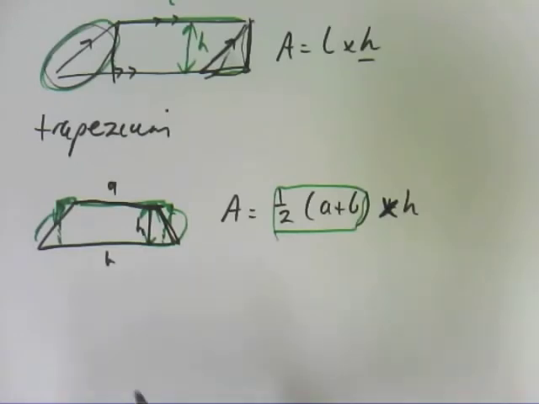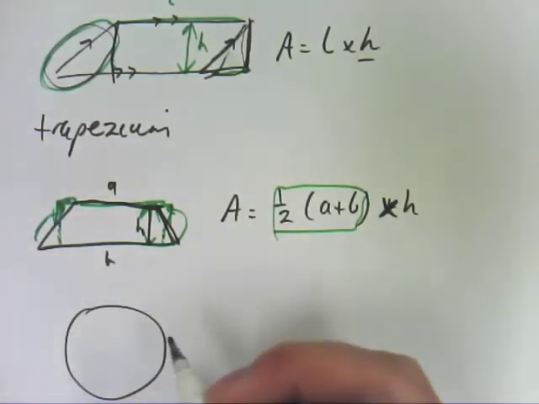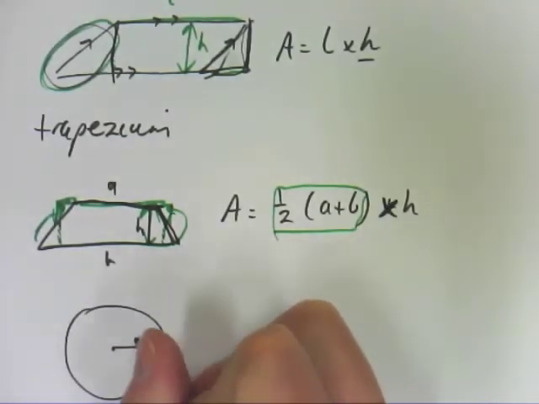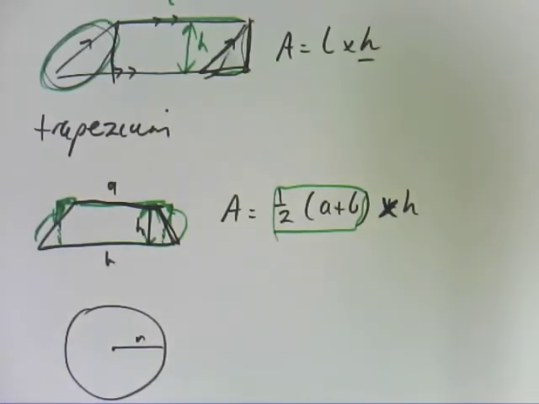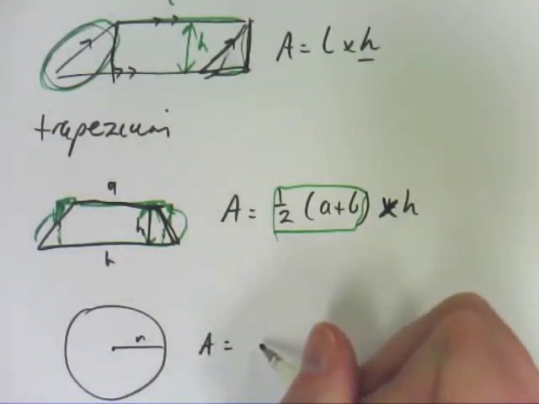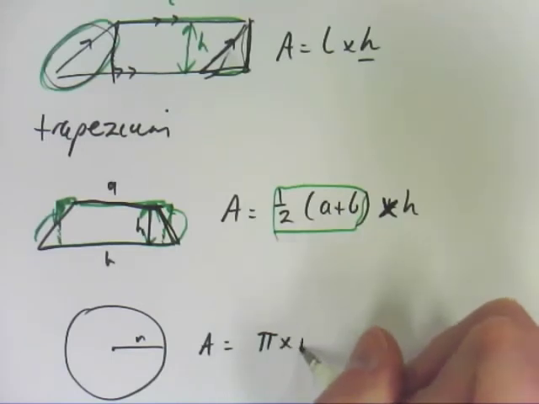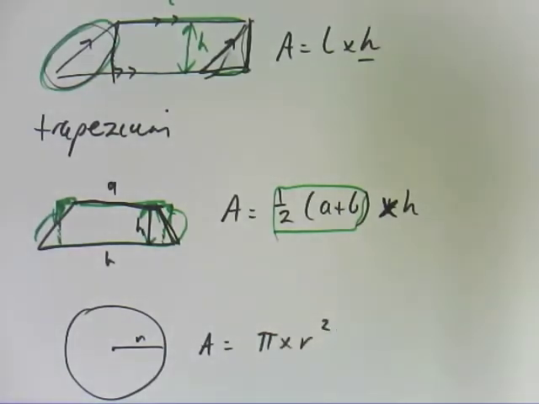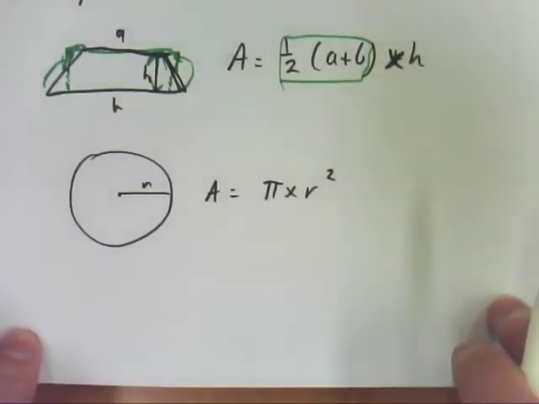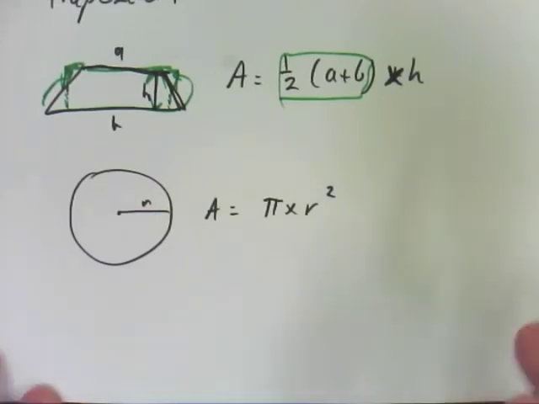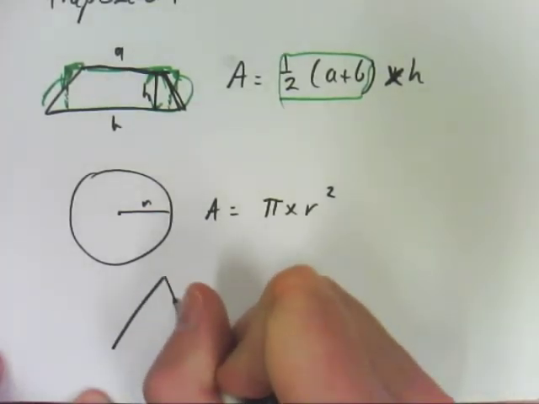The next one, which you just have to know, and I haven't got a fancy way of explaining this one, is a circle. The area of a circle is pi times the radius squared. There's no easy way to explain that unless you want to try and work it out yourself. There is one more before we finish off today, and that is the area of a triangle.